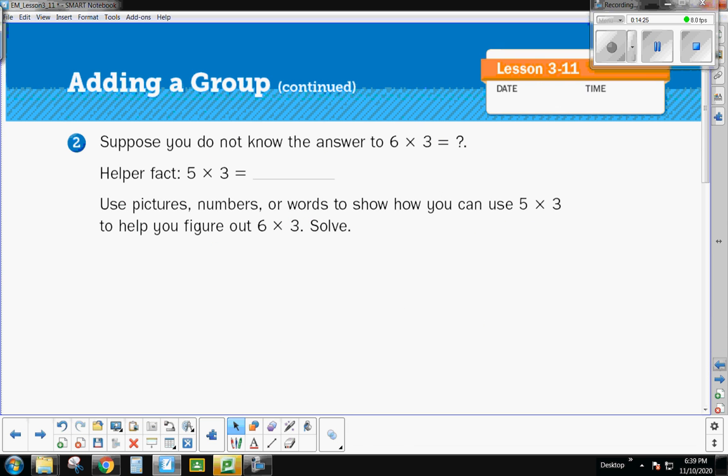So suppose you don't know the answer to 6 times 3. What's really close to 6 that you do know really well? 5, right? I could use 5 times 3 to help me. I can do that easily. 5, 10, 15, right? My answer is 15. So now I want you to use pictures, numbers, or words to show how you can use 5 times 3 to help you figure out 6 times 3. Go ahead and pause the video and come up with a picture to show how 5 times 3 can help you solve 6 times 3. Go ahead, pause.